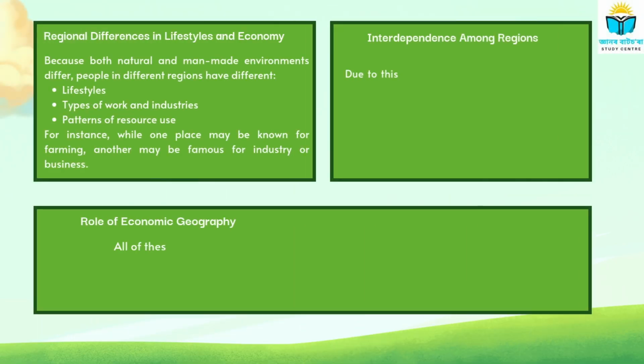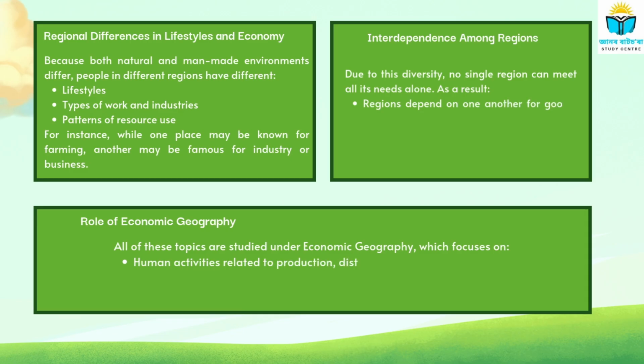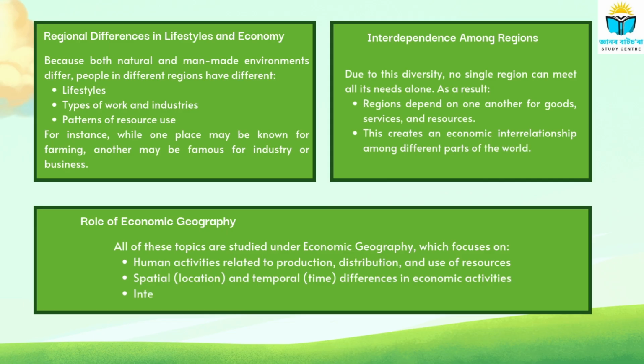Since both natural and human-made environments differ from place to place, people in different regions have different lifestyles, types of work, and ways of using resources. For example, while one area may be known for farming, another may be famous for trade or industries. Because of this diversity, no single region can meet all its needs alone. That's why regions depend on one another for goods, services, and resources, creating economic interdependence around the world.